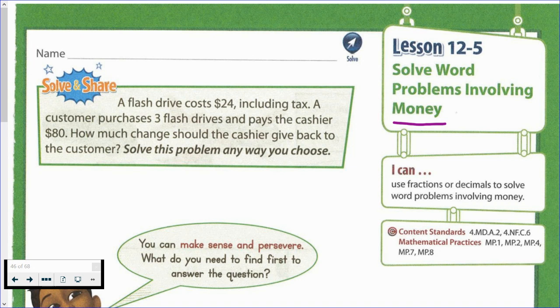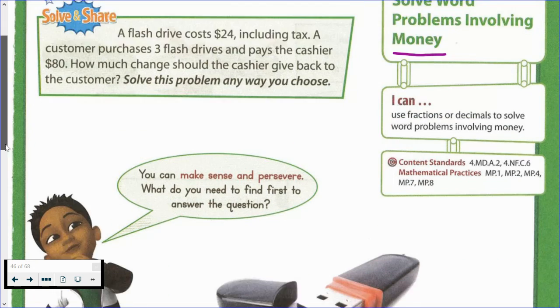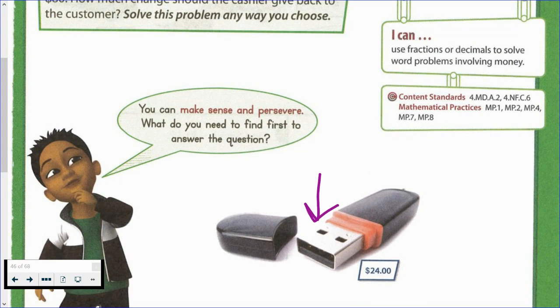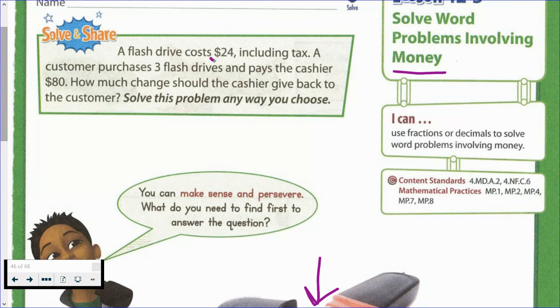So first thing we should focus on is the quantities in the situation. We know a flash drive, and a flash drive is what you see right down here. It is a little item that you stick into a computer and you can use to save your files. So we know a flash drive cost $24. The customer purchases 3 flash drives and then pays the cashier $80. So we first have to figure out what is the cost of 3 flash drives. In order to figure that out, we need to think of an equation involving $24 as our cost and the fact that there are 3 flash drives.